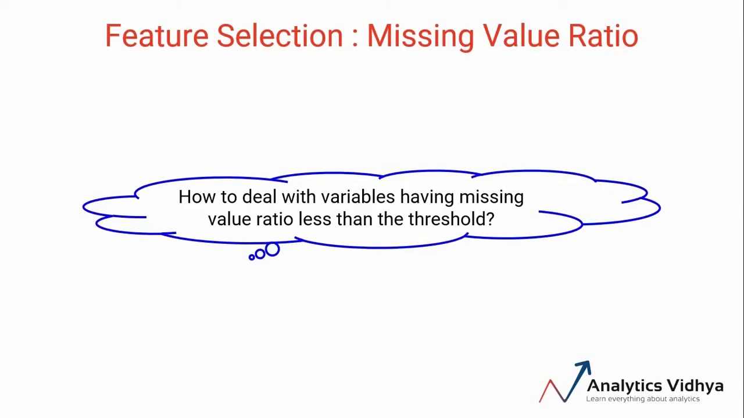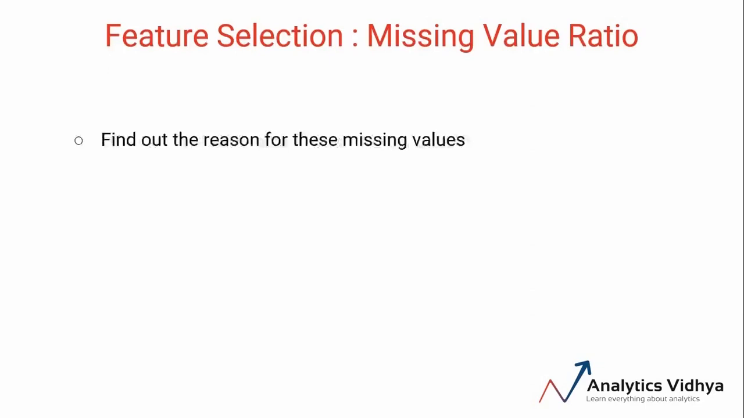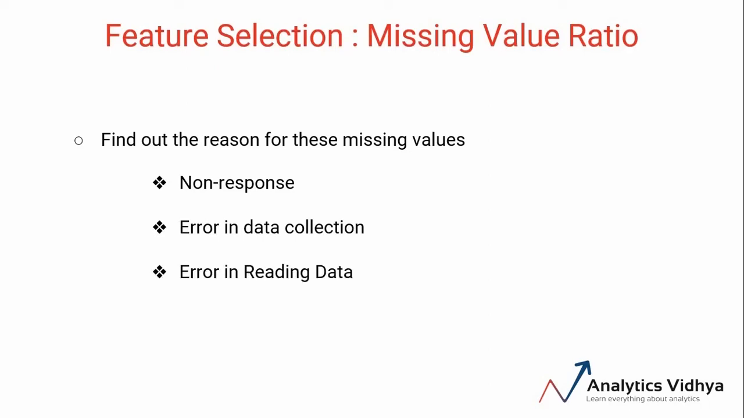Well, not quite. In these scenarios, we should first try to find out the reason for the missing values. It might be due to non response or people refusing to share that particular information. It could be due to an error while collecting the data, or it could be due to an error in reading the data. There could be n number of reasons why you have missing values in the data set. It's important to find that out.